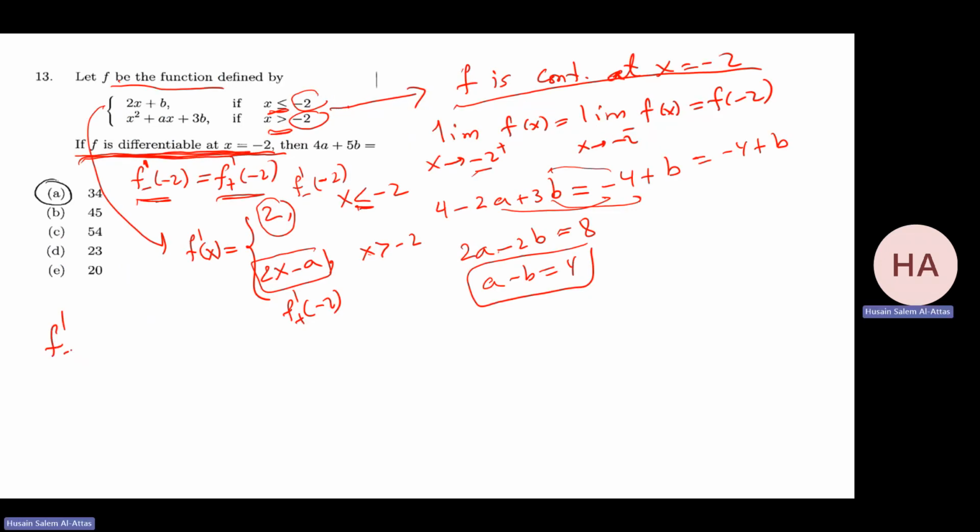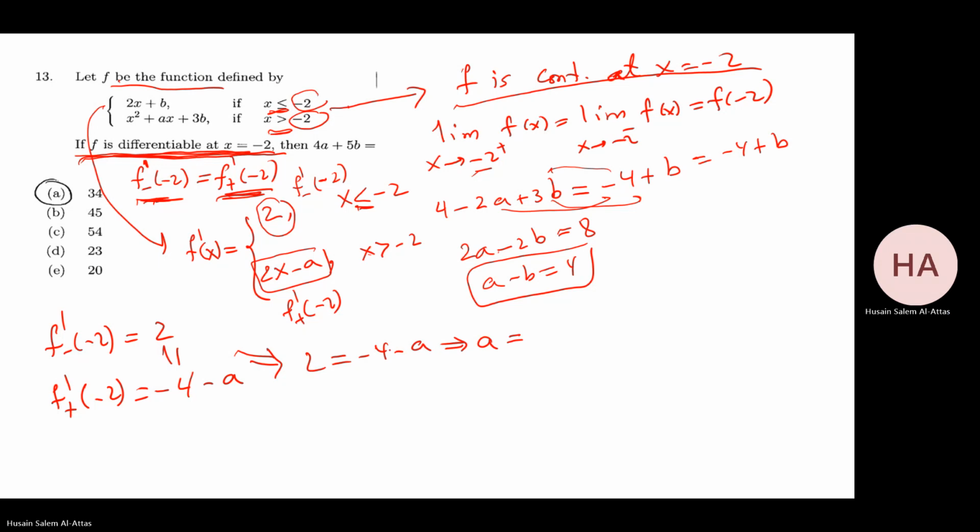So f prime left at minus 2 gives 2. F prime right at minus 2, substituting, you get minus 4 minus a. These two should be equal to each other. You can find them using the limit definition from right and from left, or you can find them right away. That will give me 2 equals minus 4 minus a. So it means a is equal to what? Yeah, a is equal to minus 6. Correct?